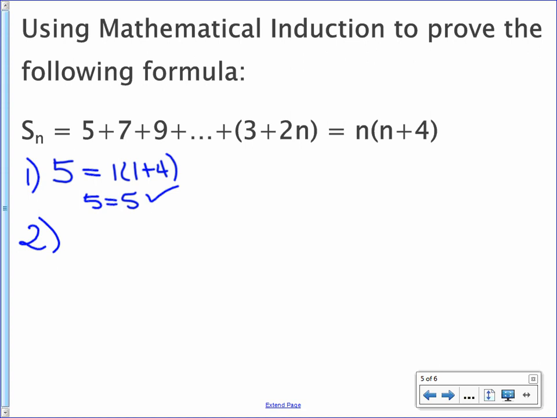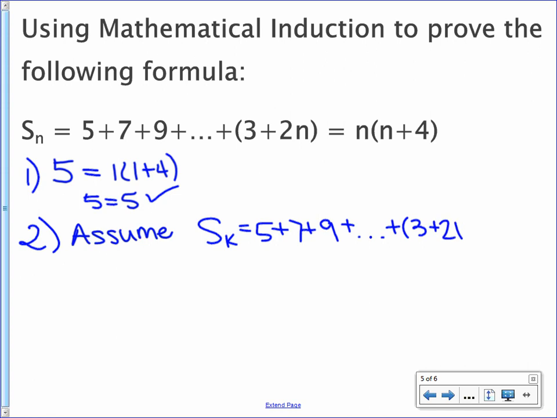Next, we assume. You have to write the word assume. We're assuming our formula is true for k. So we assume 5 plus 7 plus 9 all the way until 3 plus 2k equals k times k plus 4.